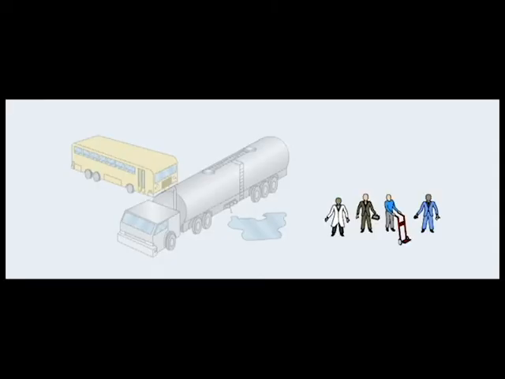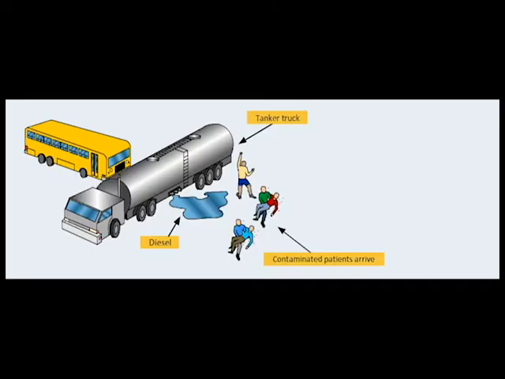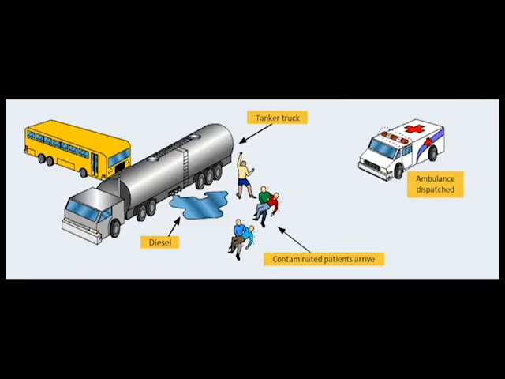Consider the personnel, resources, and issues involved in the following scenario. A multi-vehicle accident involving a school bus and a tanker truck occurs 2 blocks from your hospital. A breach in the tank causes a release of diesel fuel. Your hospital only becomes aware of the incident when bystanders begin carrying wounded children into the hospital. Many are contaminated with diesel fuel. Ambulances are dispatched to the scene to transport the seriously injured.